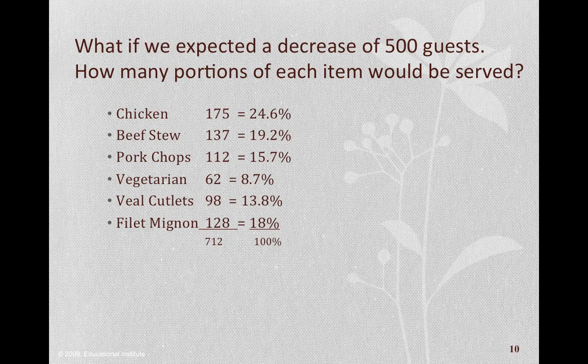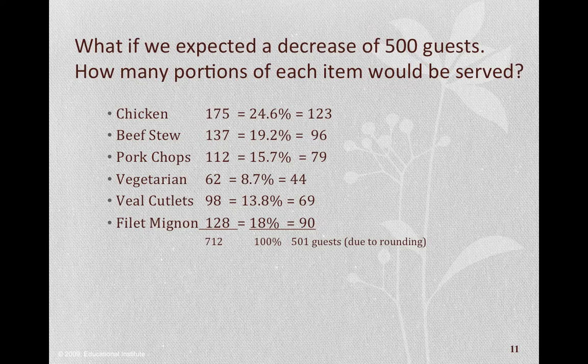So put this on pause and calculate how many portions of chicken you think would be served if we now expect 500 guests, and we know that chicken is usually 24.6% of our orders. This should be what you come up with.